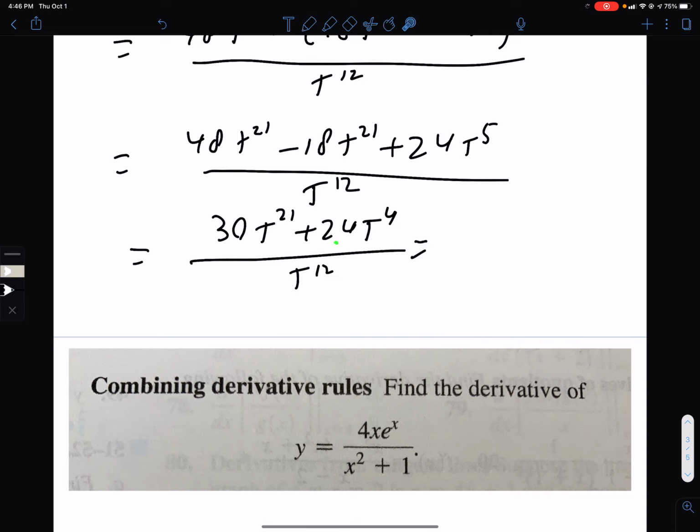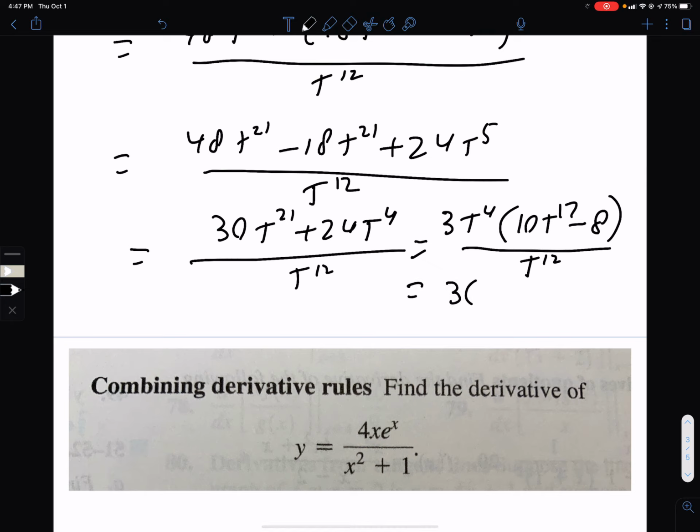But you will see they both have a 3 in them. And they both have a t to the 4th in them. So I will take out 3 t to the 4th. And that will leave me 10 t to the 17th minus 8 all over t to the 12th. And 4 of these will cancel out 4 of these, leaving 8 on the bottom. So my final answer is 3, 10t to the 17th minus 8 all over t to the 8th. Hopefully that matches what the book has. I will take a look-see.